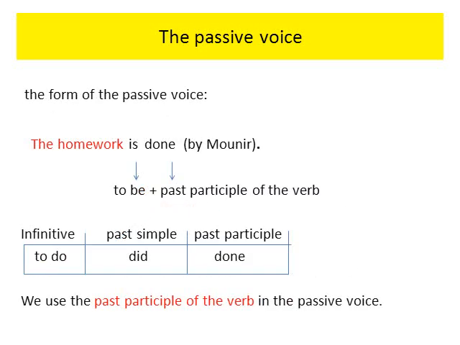The form of the passive voice. The homework is done by Munir. Done is the past participle of the verb to do. So in the passive voice, I use the verb to be plus the past participle of the verb. Here, to do is the verb. The past participle of to do is done. To do, did, done. The homework is done.